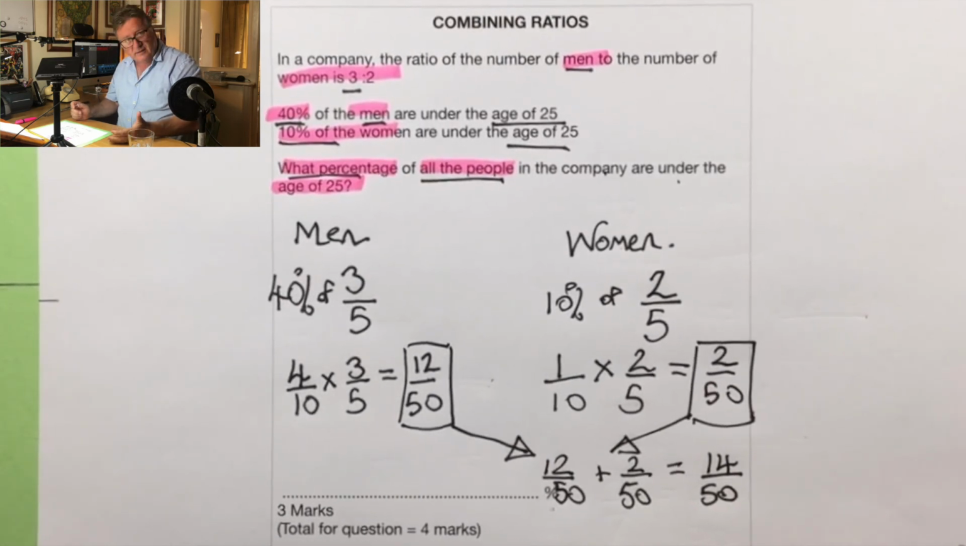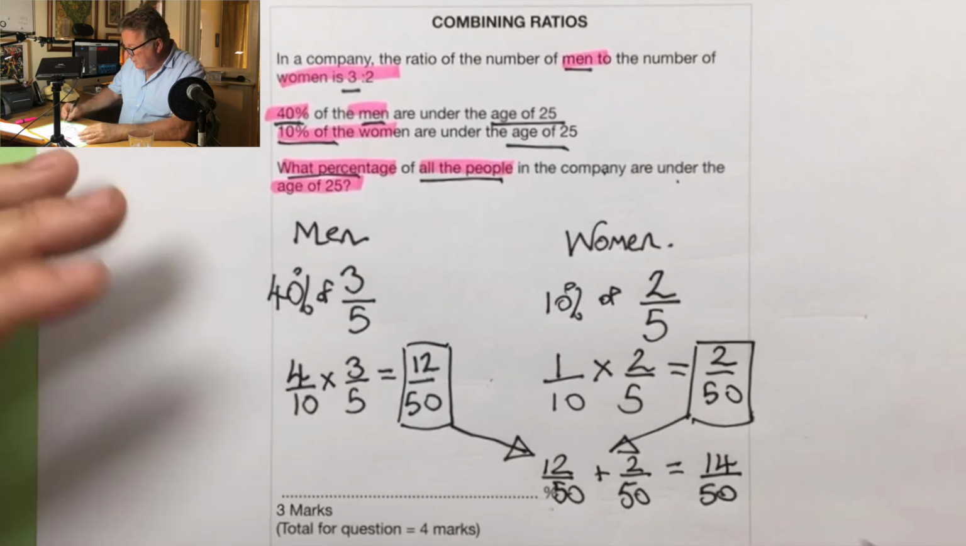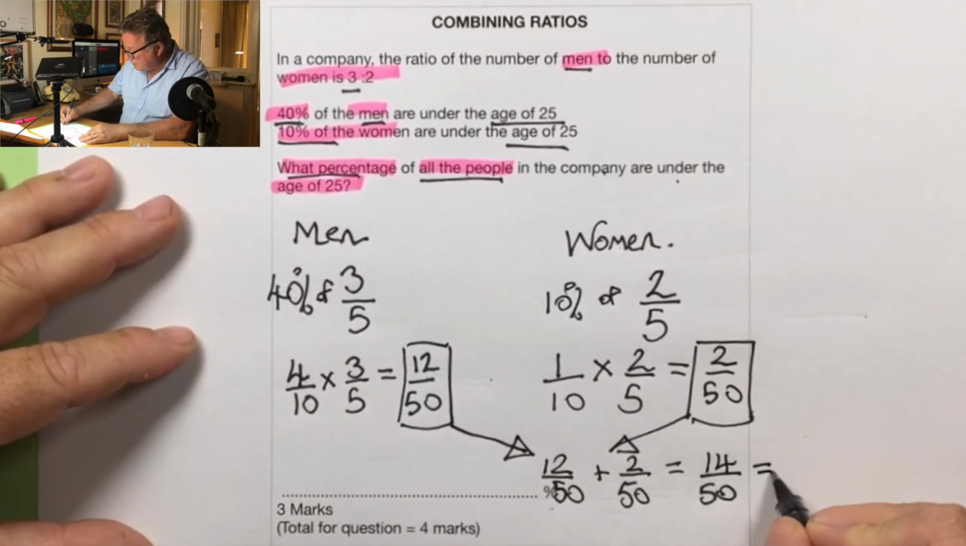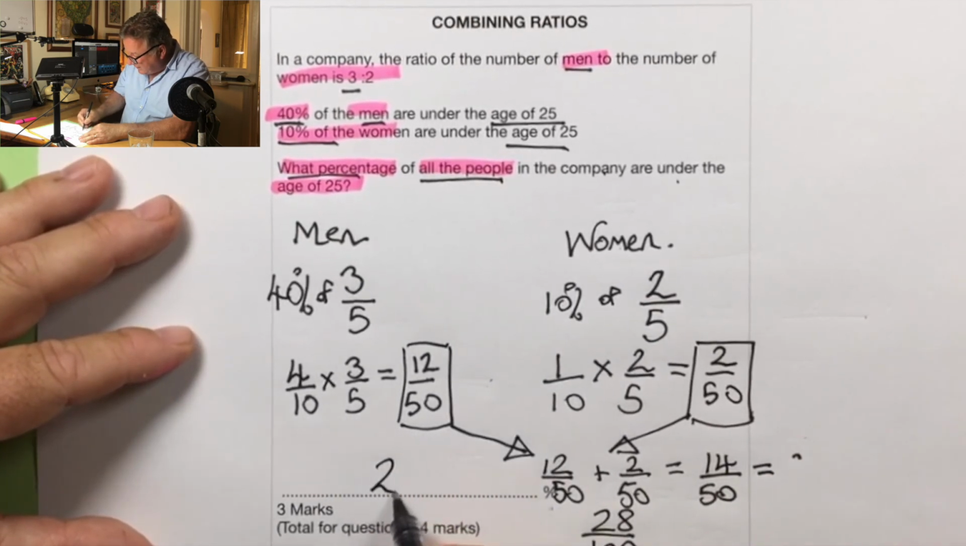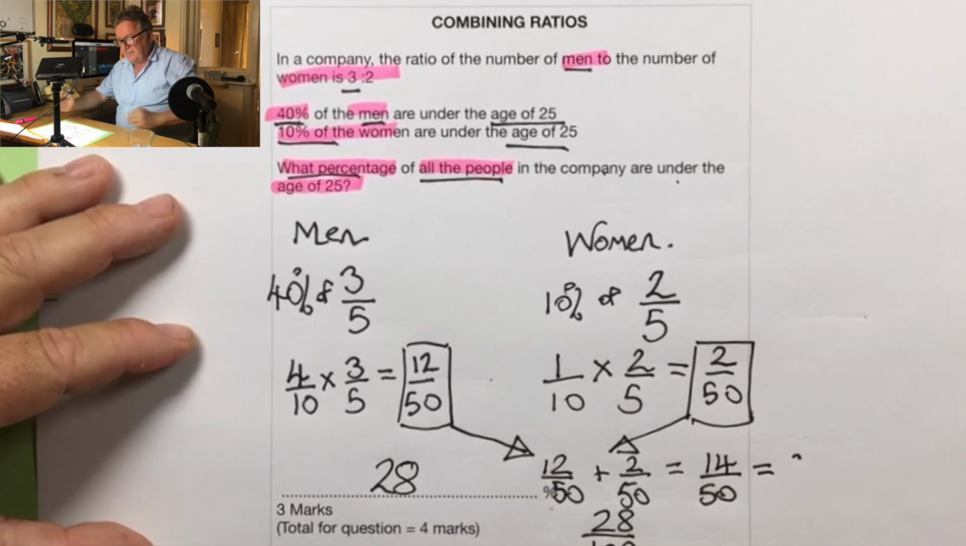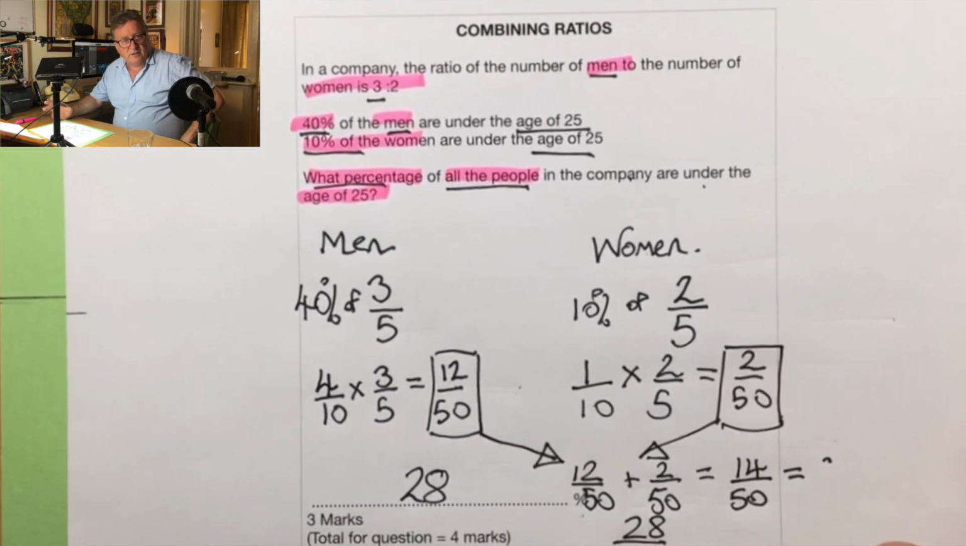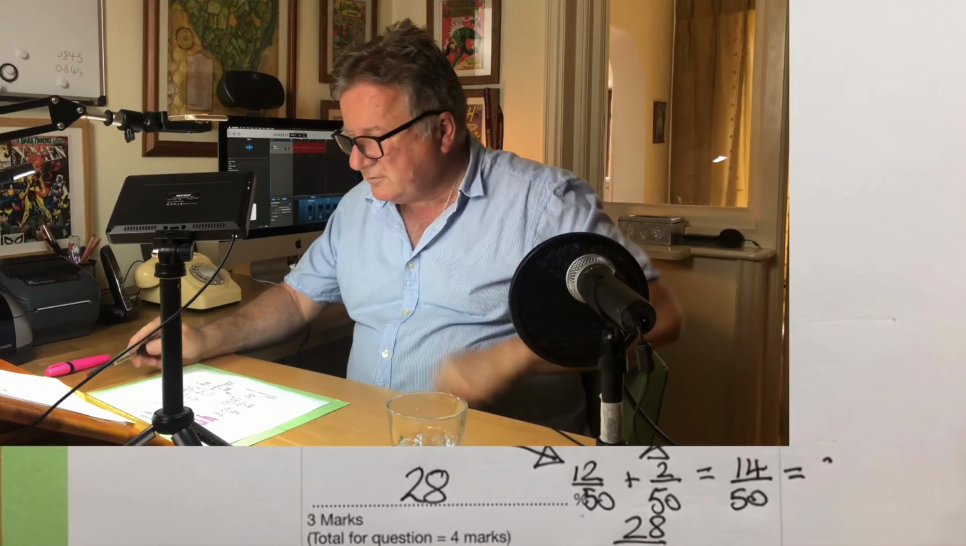And finally, we're asked to give our answer as a percentage. Well, I can convert that fraction to 28 over 100, which I can see is 28%. And that is a grade 5 question.